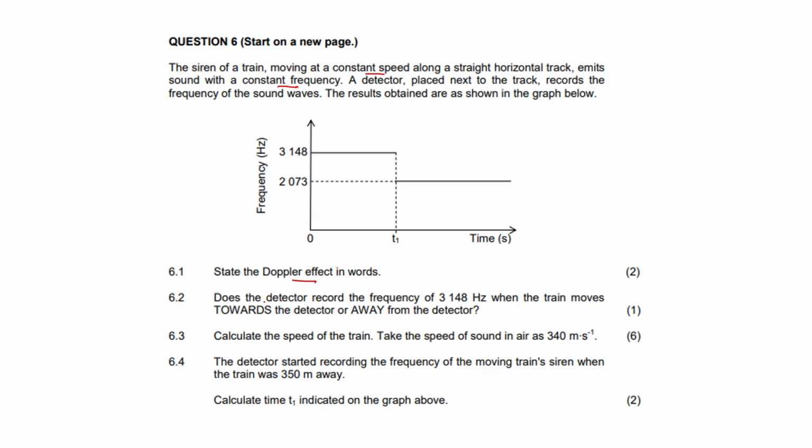6.2. Does the detector record the frequency of 3,148 Hz when the train moves towards the detector or away from the detector? Definitely towards the detector. 6.3. Calculate the speed of the train. Take the speed of sound of air as 340 meters per second.